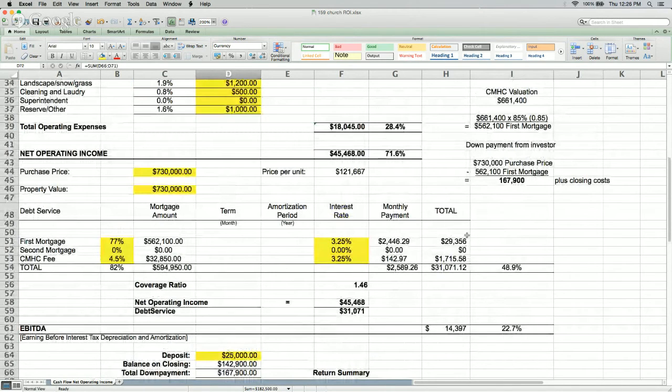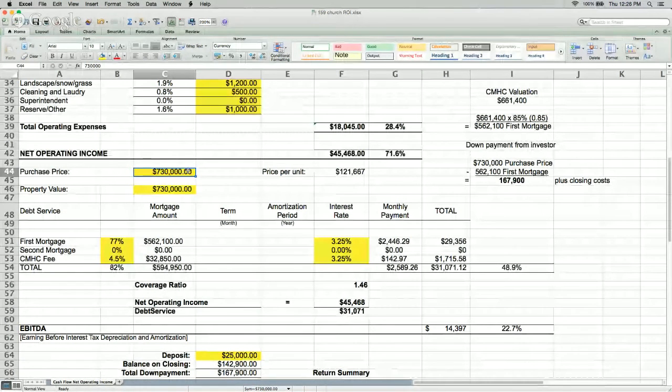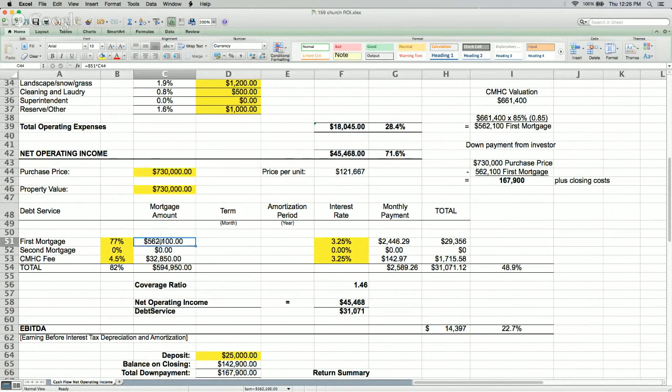Okay, now the first question in your mind is probably, why is CMHC's value lower than the actual purchase price? Well, again, CMHC is biased. They are insuring the mortgage. They use a different valuation process to assess the value of a property. It doesn't mean you are overpaying for the property. You've paid market value. They are assessing the property at its income value. Okay, very important distinction.